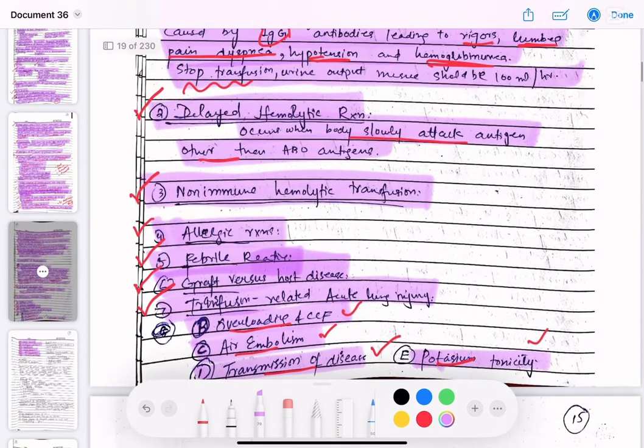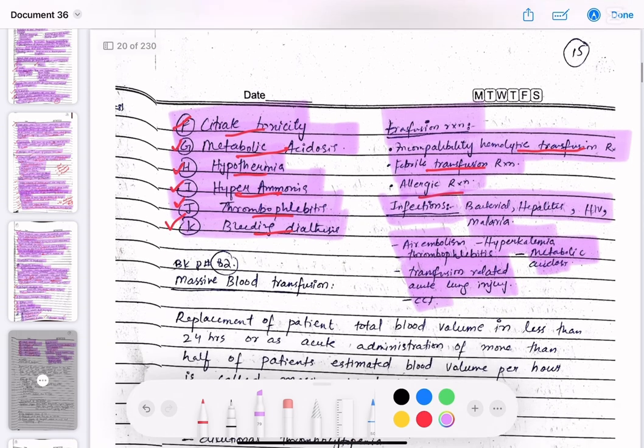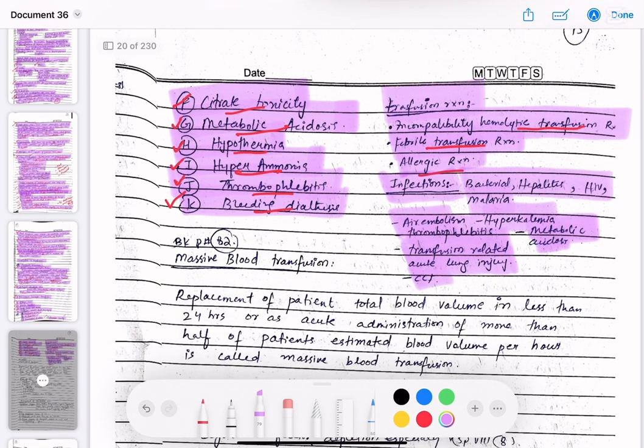Now the transfusion reactions: incompatibility, hemolytic transfusion reaction, febrile transfusion reaction, and allergic reactions. These are the transfusion reactions. The infections are bacterial infection, hepatitis, HIV, and malaria. Others are embolism, hyperkalemia, thrombophlebitis, metabolic acidosis, transfusion-related acute lung injury, and congestive cardiac failure. Okay, these are the transfusion reactions and these are the infections.